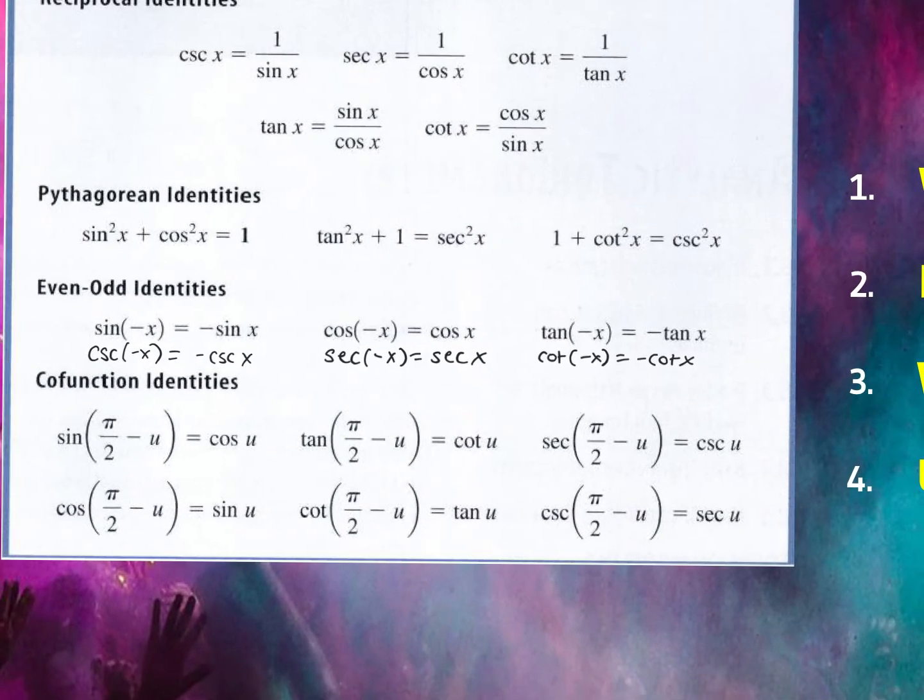And then the cofunction identities, which are all complements. Sine goes with cosine, tangent goes with cotangent, and secant goes with cosecant. Because it's a complement, pi over 2 is the same thing as 90 degrees. I would say that the sine of an angle is the same as the cosine of the complement of that angle, or pi over 2 minus that angle.